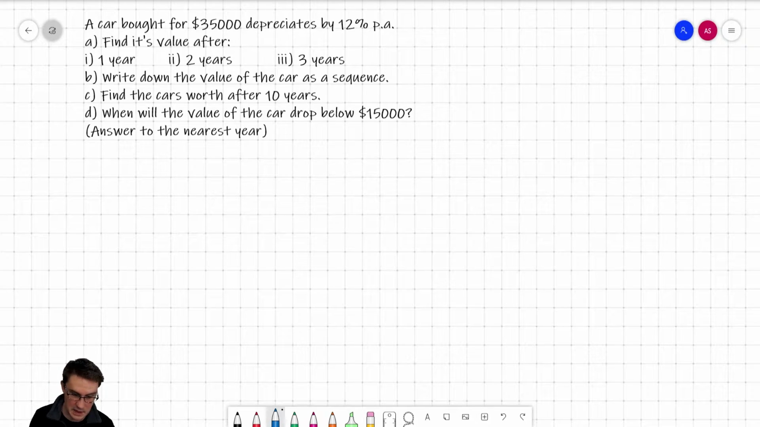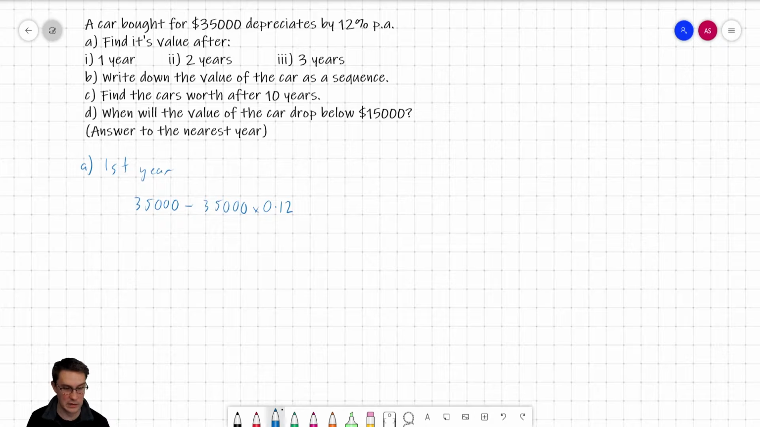Now, first thing here, let's begin with part A. What we want to do is explore each of these years. So the first year, we just need to understand what's happening here. So this is going to be 35,000 minus 35,000 times the rate, which is 0.12.